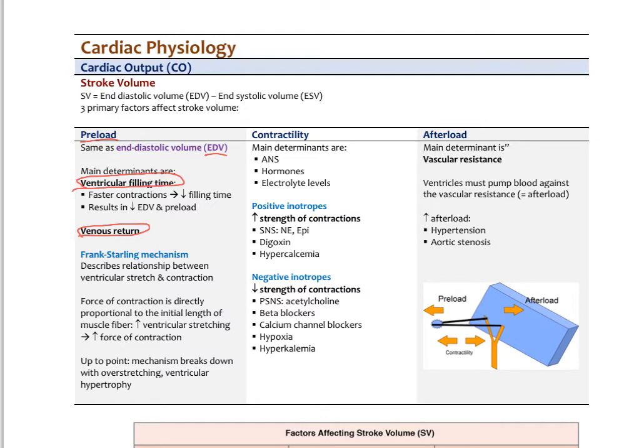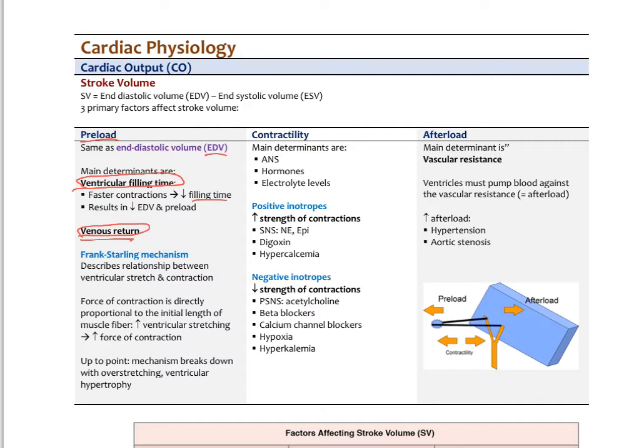So basically, if there's faster contractions, like with a faster heart rate, there's going to be a decreased filling time, and that's going to end up letting less blood come back to the heart, and so forth. But the main factor determining end diastolic volume is going to be venous return, how much blood comes back to the heart during each cardiac cycle. And that's dependent on something called the Frank-Starling mechanism.